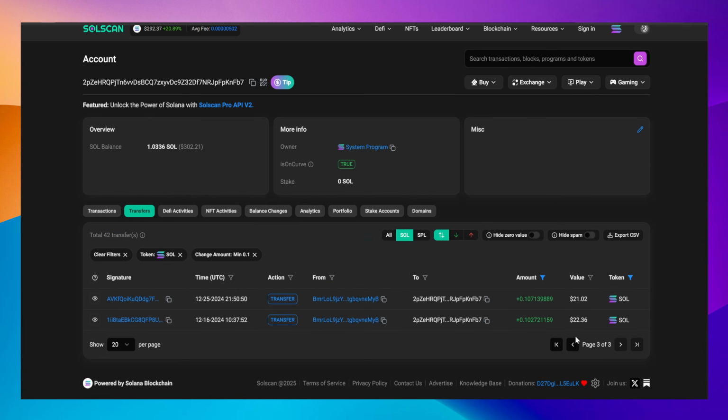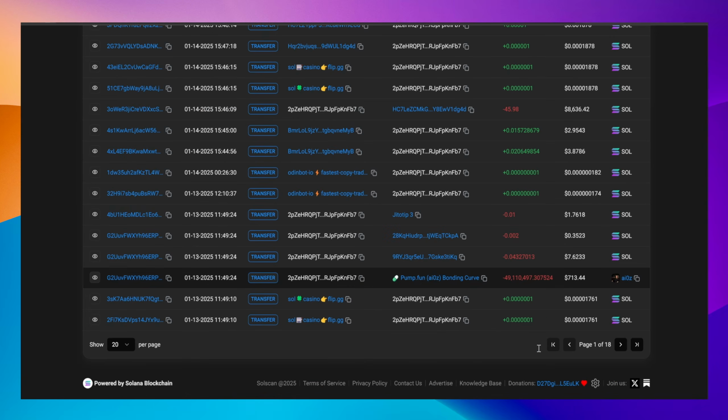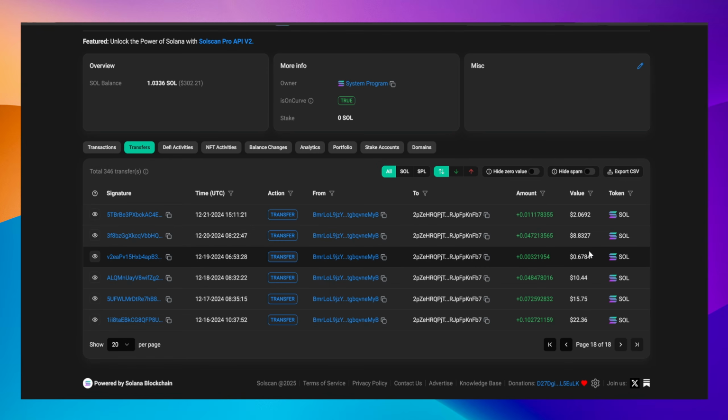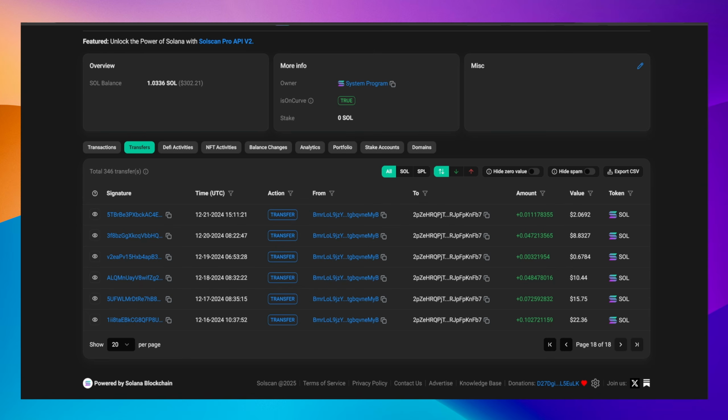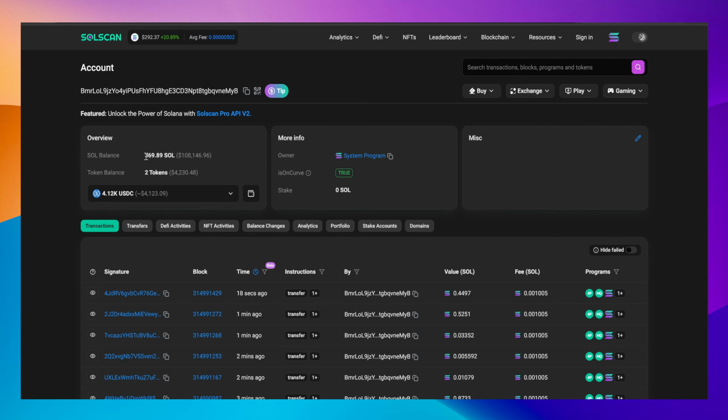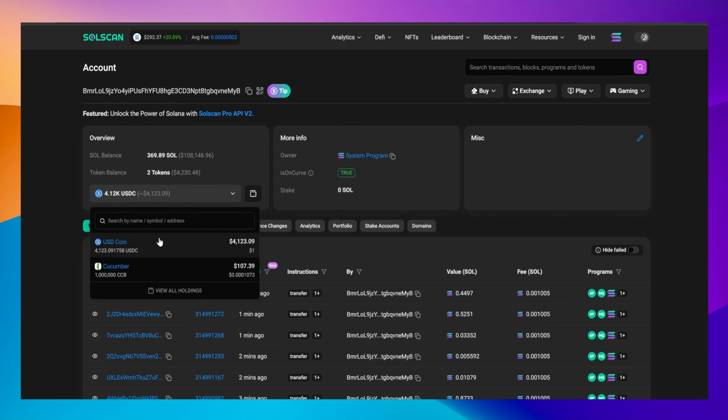I can't see who funded this wallet, to be fair. Maybe it was funded by another token. No, it was purely sent Solana. Okay, so let's have a look at this wallet, which looks like it's sending a lot of Solanas. This one looks like some sort of mother wallet because it has a lot of Solanas and the token holdings are stable coins mainly.